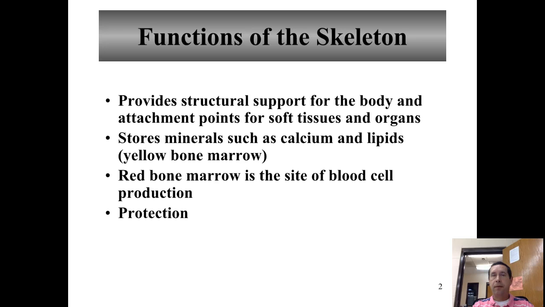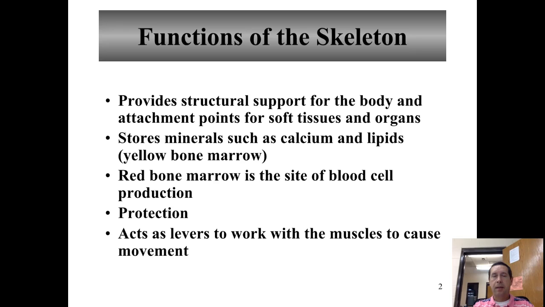Obviously, it serves as a protective covering for the body. It protects it from injury, like the cranium protects the brain, the rib cage protects the heart and lungs, and so on. The pelvic bones protect the bladder and reproductive structures, and so on.